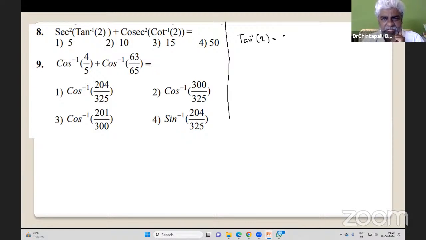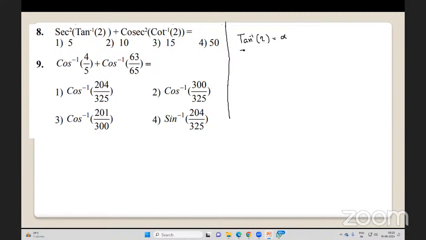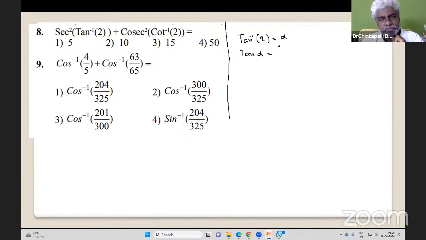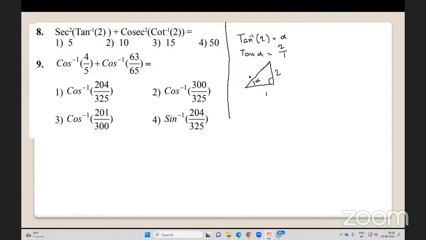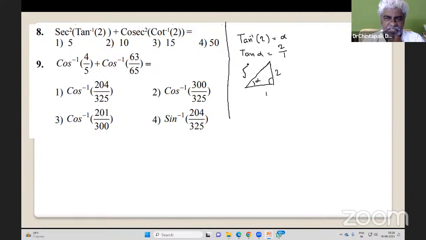Let tan inverse 2 be equal to alpha, right? Yes, sir. Which means tan alpha is equal to 2, and 2 means 2 by 1. Can you tell the hypotenuse? Root of 4 plus 1, root 5, sir. Very good.